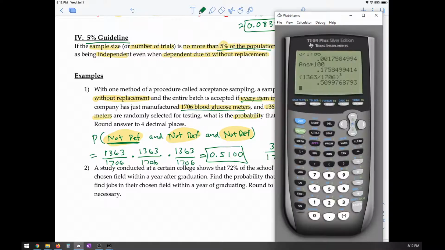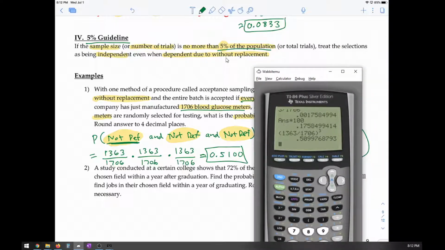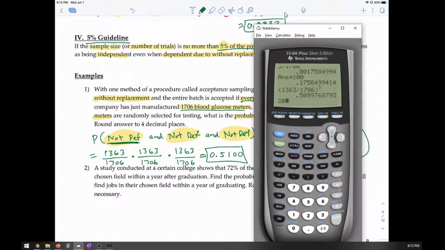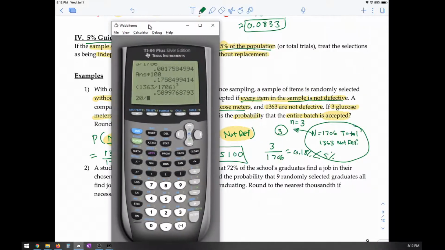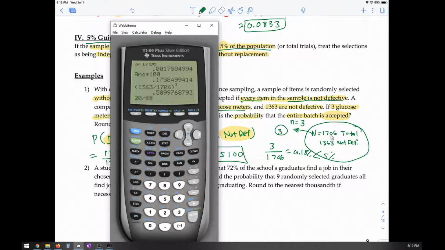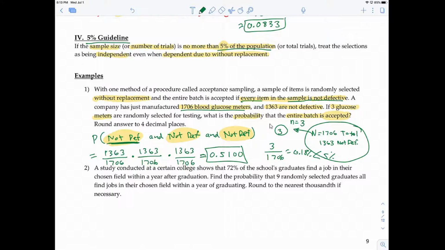And how do we test whether, let's say it was 20 glucose meters, how would we test whether it's less than 5%? No more than 5% means 5% or less, right? So we would go 20 divided by the total number of glucose meters, that'd be 1706. And that is less than 5%, right? Times 100 to get the percentage, that's 1.17%. So imagine had we had to work this out not using the 5% guideline, we'd have to diminish by 1 19 times because there's 20 trials, right? So it makes it a lot easier.